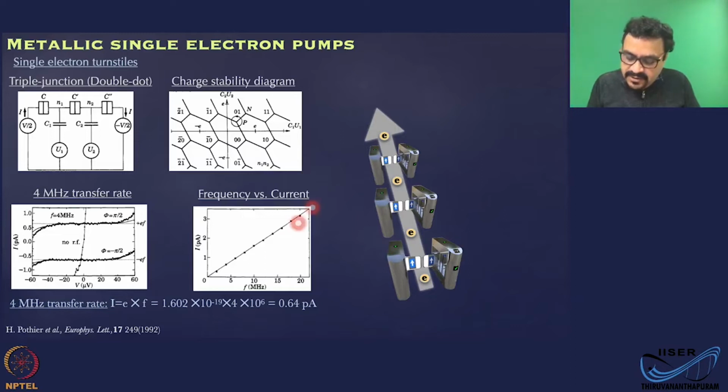And in this plot, what we have is the current as a function of frequency, and you can see that the relation is a straight line because current is proportional to frequency and E is a constant, the charge of electron. So you can see that current is proportional to frequency, and whatever they got is pretty accurate. But how accurate and how stable it is, that we will see in the coming slides. So this is the fundamental idea of realizing current standard using single electron tunneling phenomena and single electron pumps or single electron turnstiles.